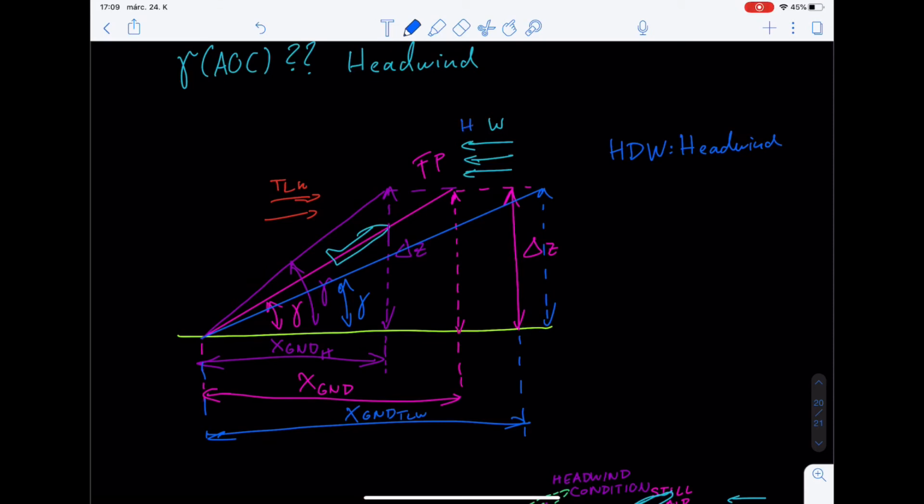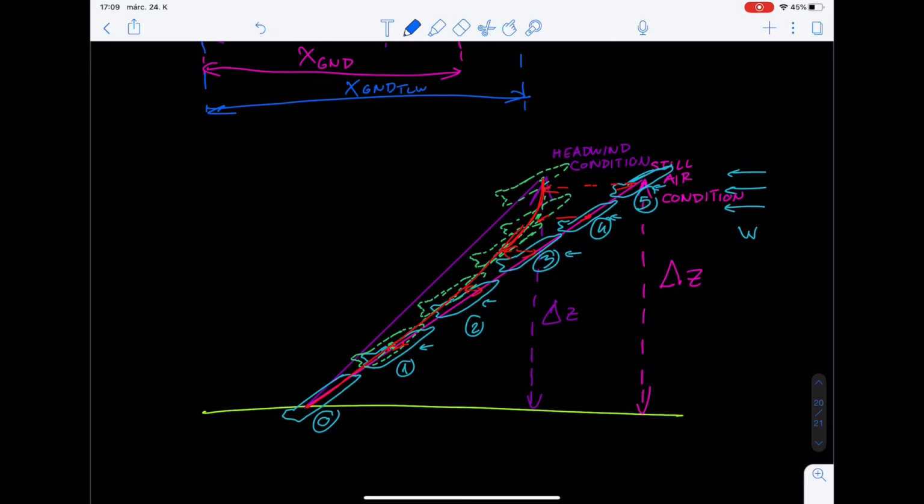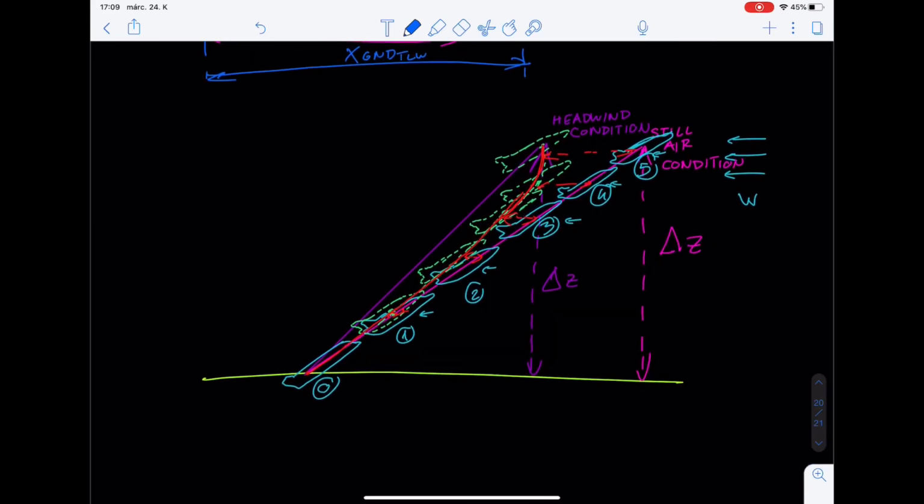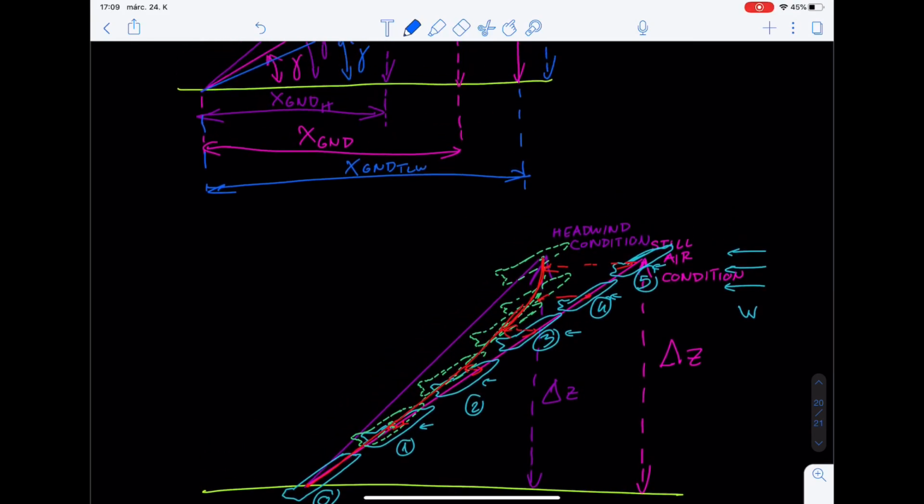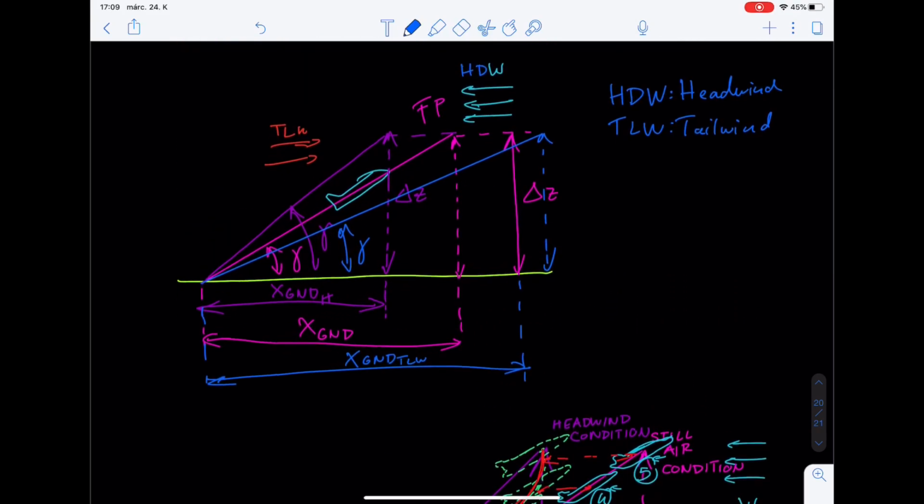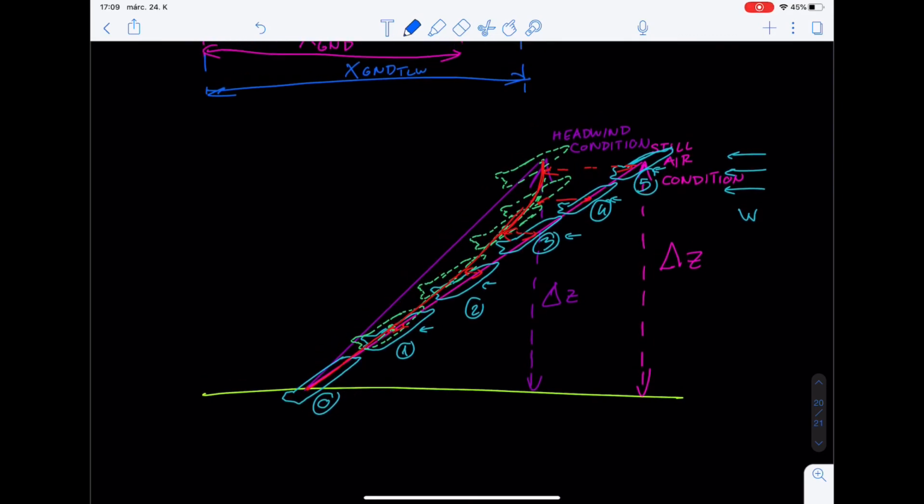So in this case, HDW, and TLW for the tailwind. That's just a simplification. Okay, so we could go ahead and play the same process with the tailwind, but we're not going to do that for now. I think you can all see that this is all sort of the same process you could do for every single step that you take here.